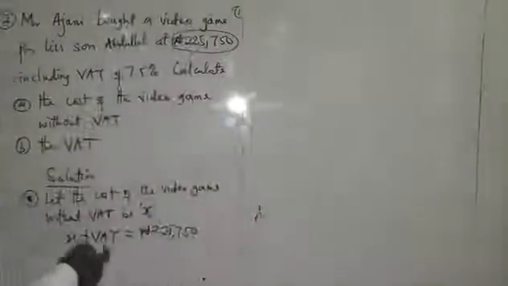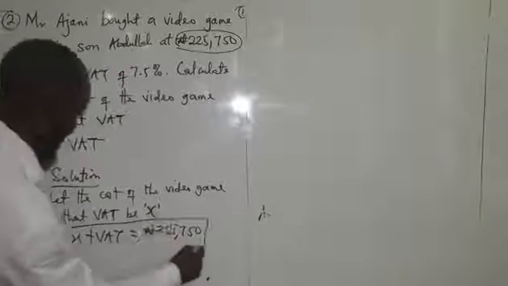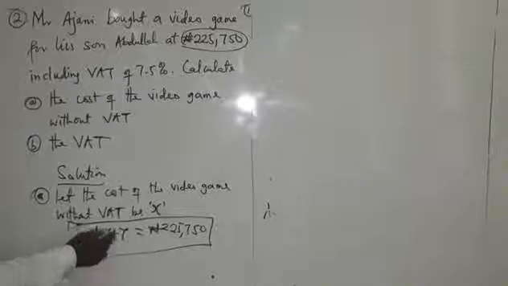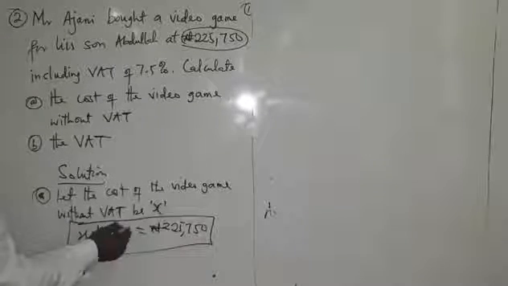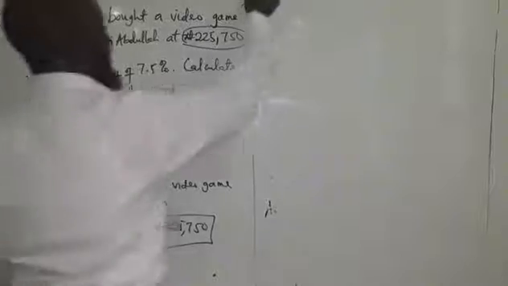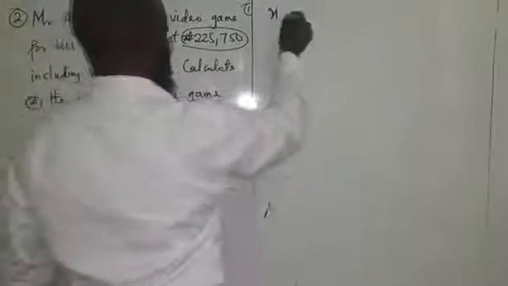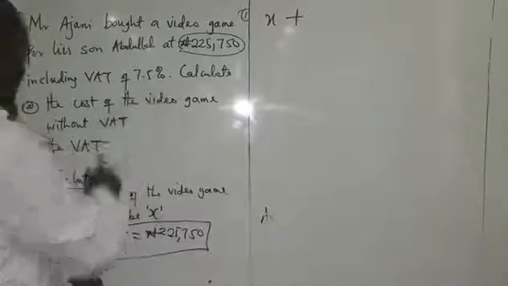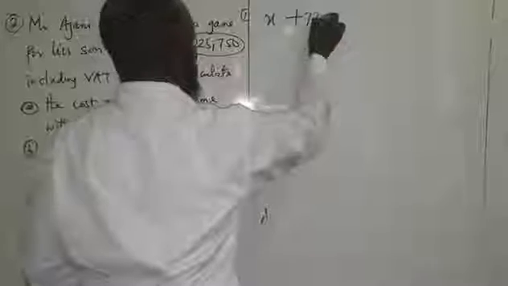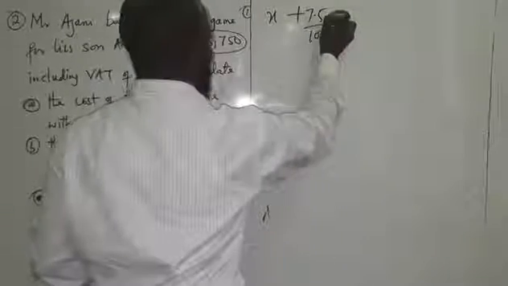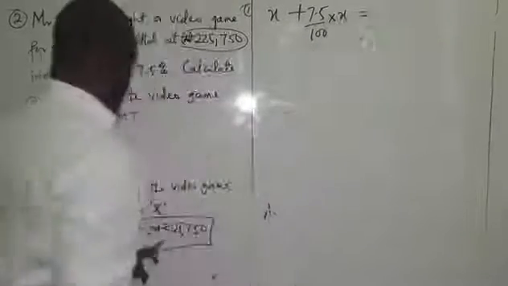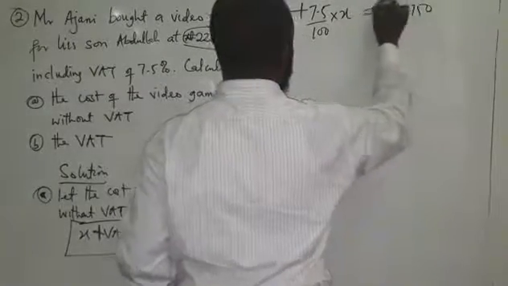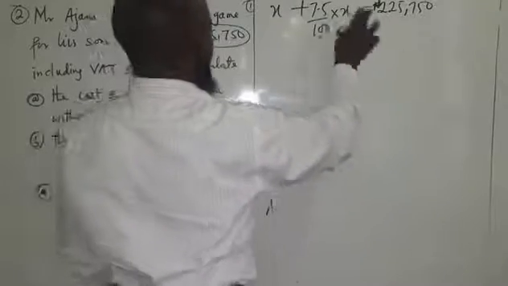I hope this is very clear to you. Once you're able to get this, that the cost of the video game plus VAT gives this, now let's look at X plus VAT. How do we calculate VAT? That is 7.5% of the cost. That is 7.5 over 100 times X, gives us 225,750 naira.